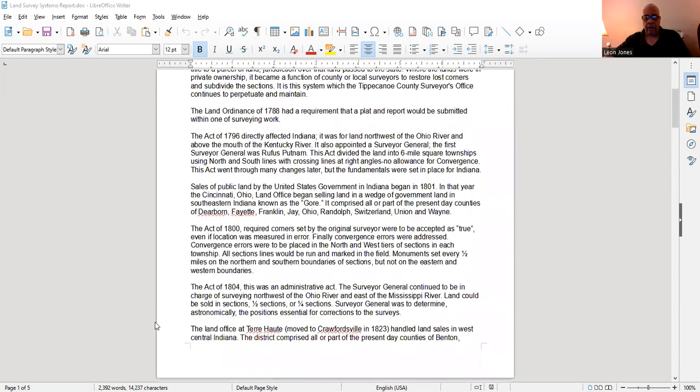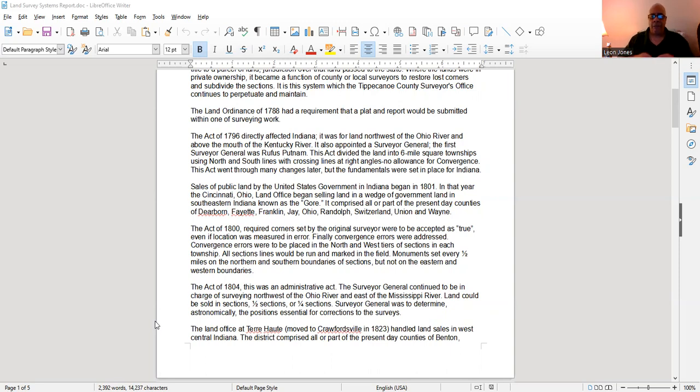And the Act of 1800 required corners set by the original surveyor to be accepted as true, even if the location was measured in error. And then finally, if there was an error, corrections were addressed. So convergent errors were basically placed in the north and west tiers of sections in each township, where all township lines would be run and marked in the field.